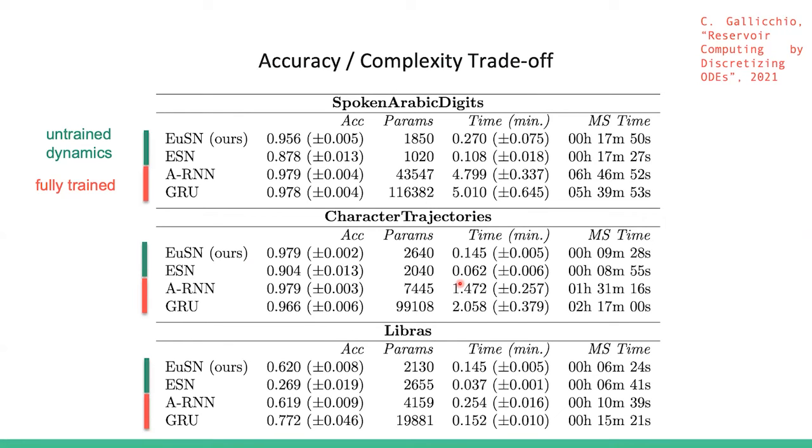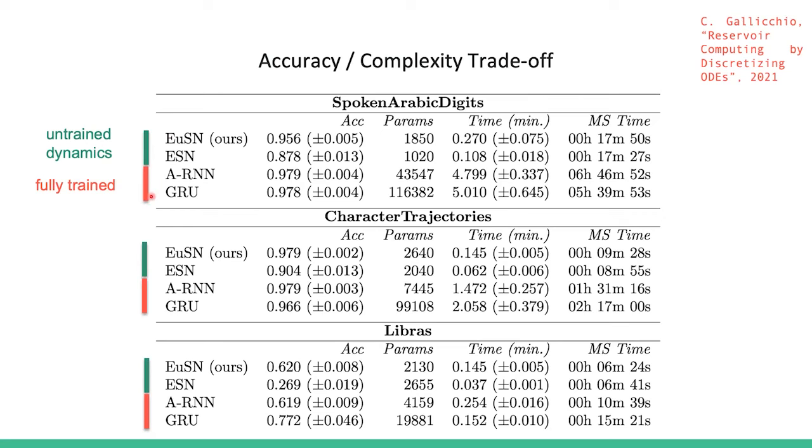Just to give the sense of what I mean by the complexity-accuracy trade-off with Echo State Networks. There are a number of benchmark datasets for time series classification in the literature. Here I have reported a few of those from a paper that I'm going to present in some months, called Reservoir Computing by Discretizing ODEs. The point is that we have reservoir computing approaches in the first two rows of every table. One is the conventional Echo State Network. The other is a variant of that called Euler State Network.